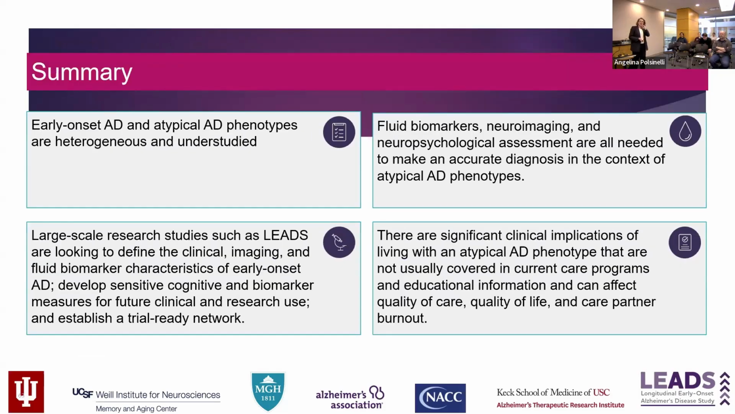So in summary, early onset AD and atypical variants or phenotypes of AD are heterogeneous. They're also very understudied, but there are a lot of really great large-scale studies being done that are trying to understand these atypical phenotypes and early onset AD in a lot more detail, particularly, from my perspective, for improved diagnostic accuracy, but also for the benefit of people going into clinical trials and having a better understanding of what we should be looking for and what kind of outcomes we should be aiming for in these individuals.